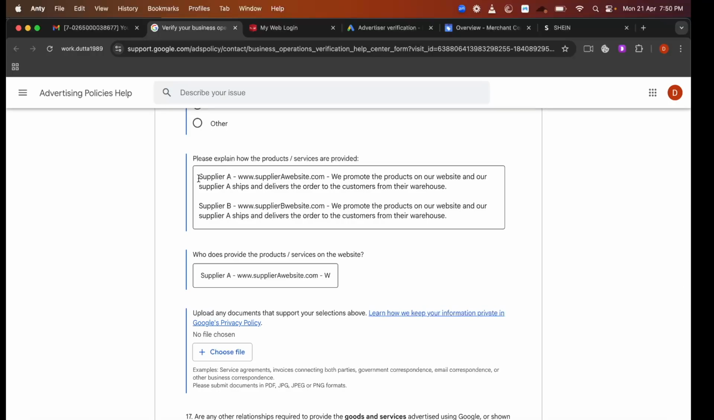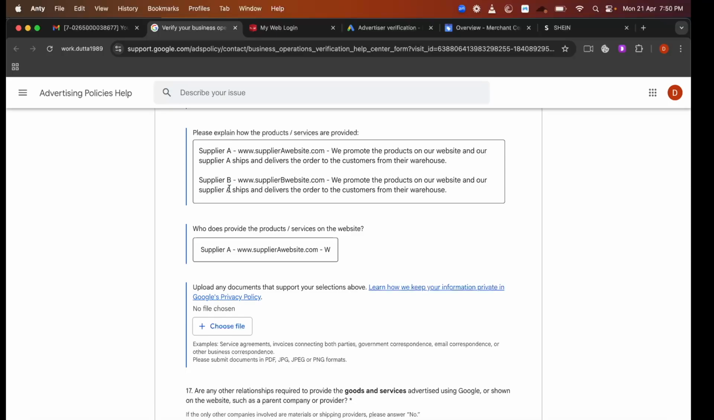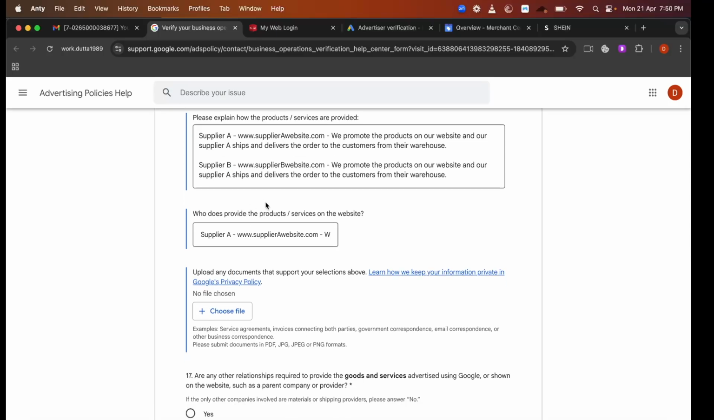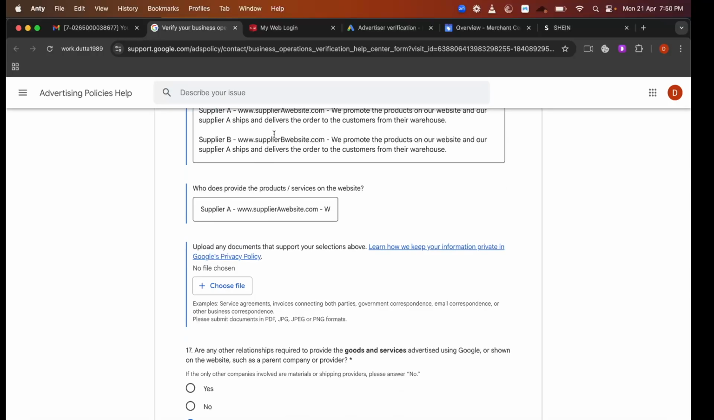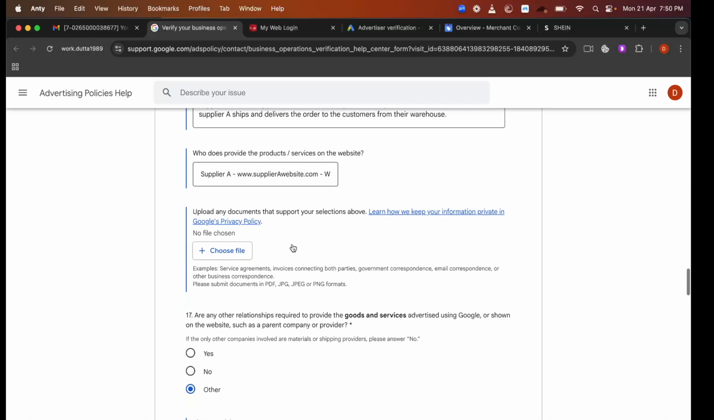So what you do is you enter your supplier's name here, say supplier A, then you enter your supplier's domain name, and then you write: we promote the products on our website and our supplier A ships and delivers the order to the customers from their warehouse. You enter the same thing for your other supplier. Who provides the products or services on the website? You enter the same answer over here as well.